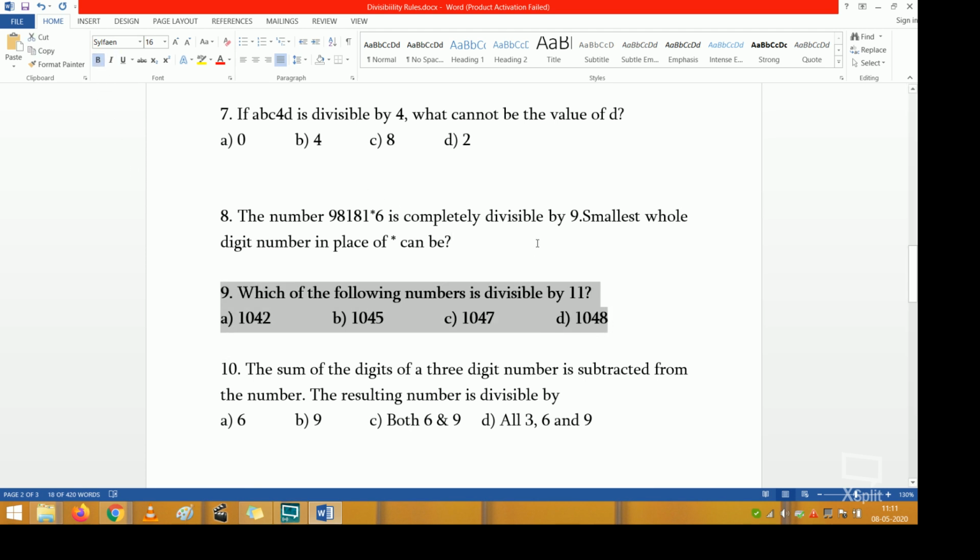Without dividing it by 11, just by using the technique that I gave you, you tell me the answer. Which of the following is divisible by 11? Don't divide it. Just use the technique that I gave you. Yes, I can see people giving answers.